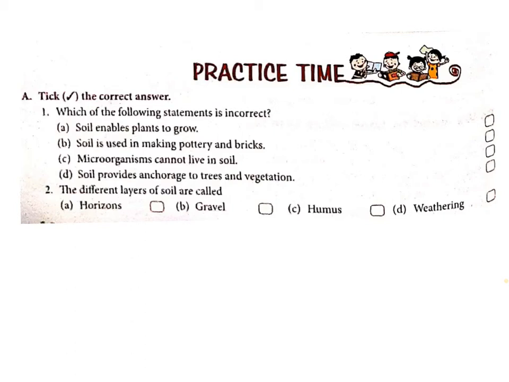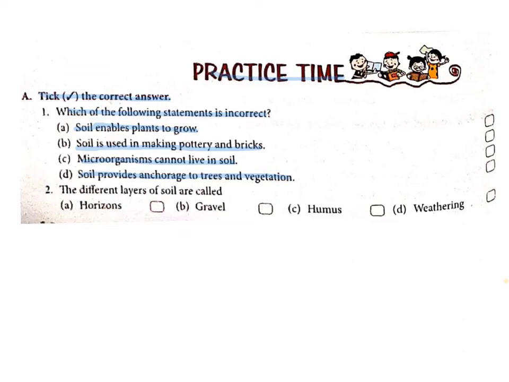Children, let's do the practice time. A. Tick the correct answer. The first question. Which of the following statements is incorrect? A. Soil enables plant to grow. B. Soil is used in making pottery and bricks. C. Microorganisms cannot live in soil. D. Soil provides anchorage to plants and vegetation.